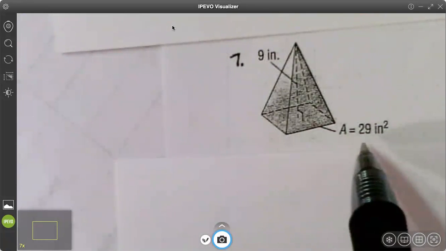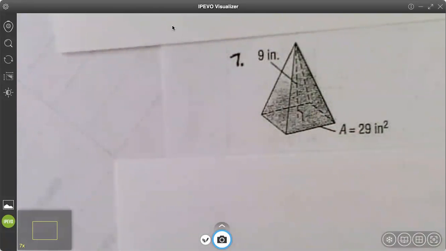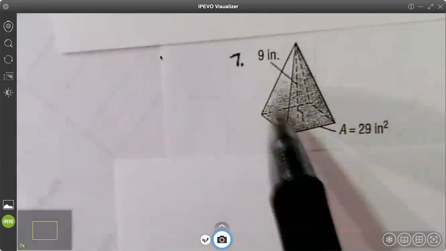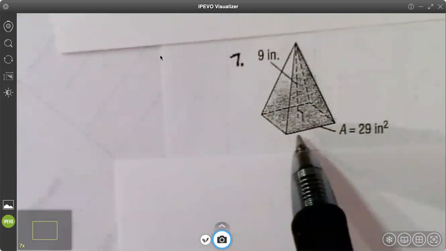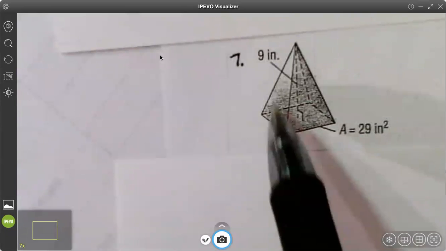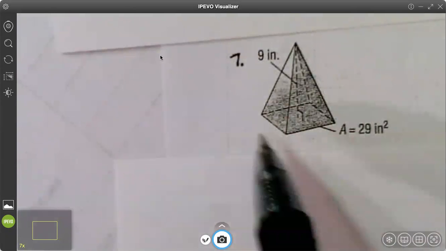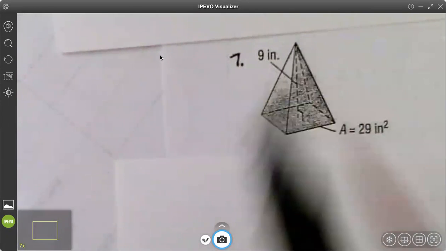rectangle on the bottom, which it tells you is 29. Then you would have to get the area of all 4 triangles and add those 5 together to get the entire surface area. Also, this has 5 faces, 4 triangular, 1 is rectangular. It has 8 edges, 4 on the square on the bottom, and 1, 2, 3, 4 around the sides. And it has 5 vertices. Vertices are the points. 1, 2, 3, 4 on the bottom, plus the 5th one on top.